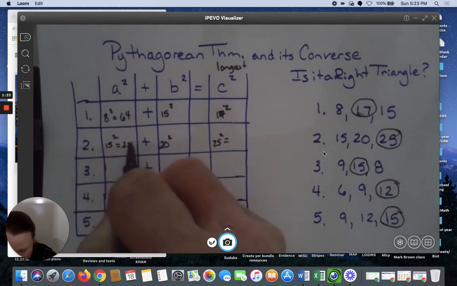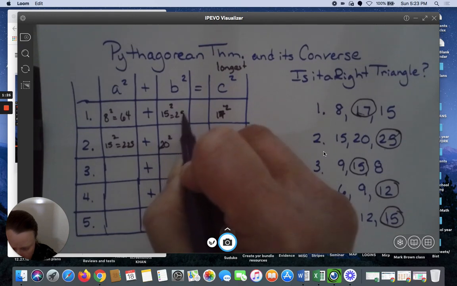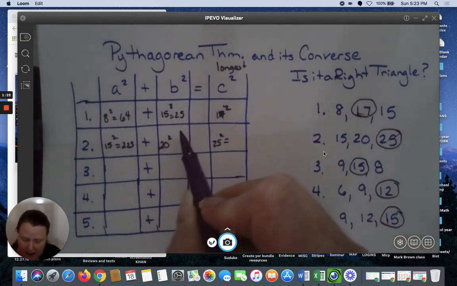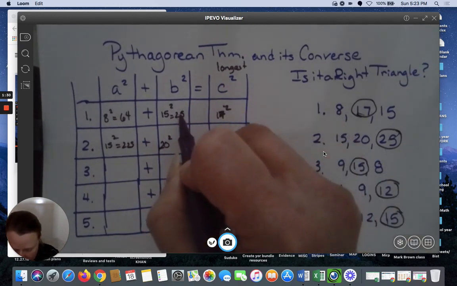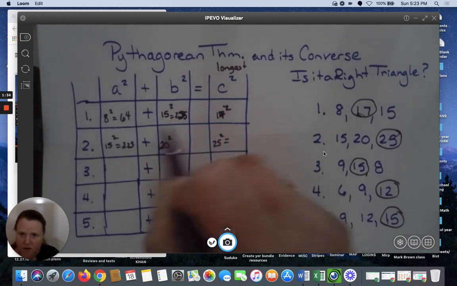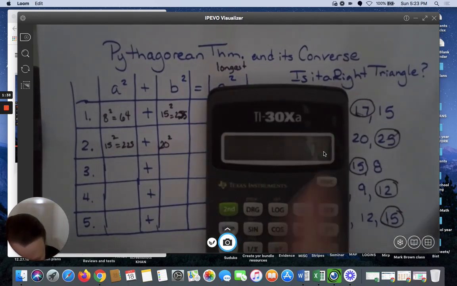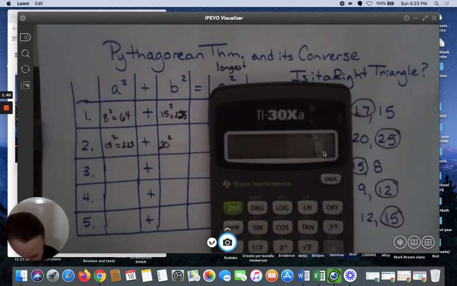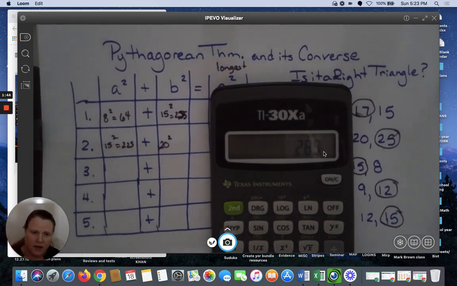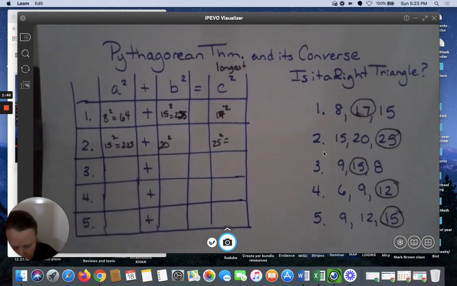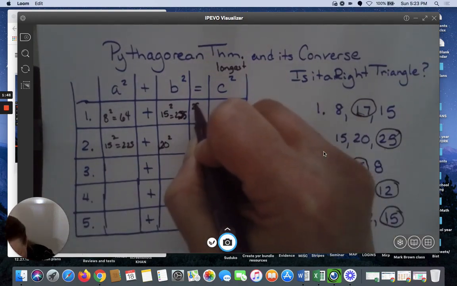So if you know your times tables, you're going to go ahead and plug those in. And then we're going to actually add those together to see if they equal. 225 plus 64. And so we're going to add those two numbers together. So 64 plus 225 gives us 289. And so we have a total here of 289.